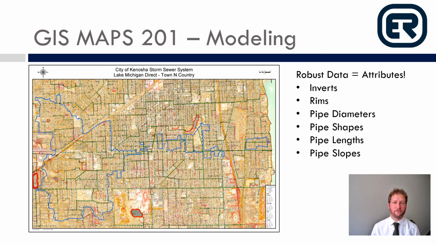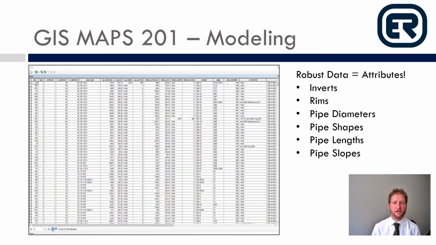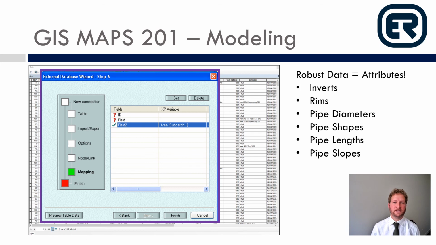Here's an example of a community with a very robust GIS database for their storm surge system that was a pleasure to work with. They had to put a lot of effort into collecting storm surge information, which included attributes useful for modeling. Attributes are easily assignable to variables in the model, and in this case, the model was completely built with a single click of the import button.